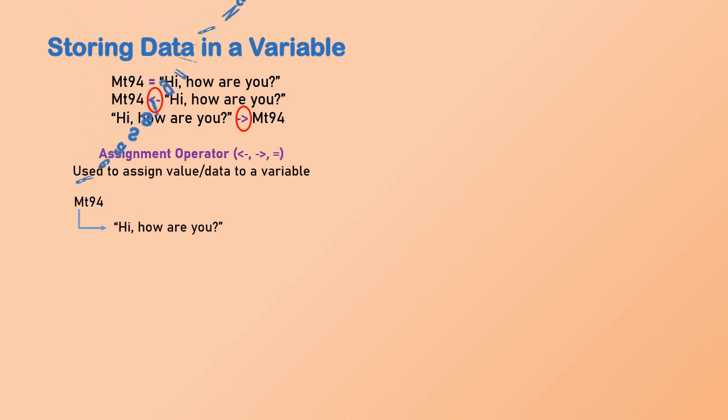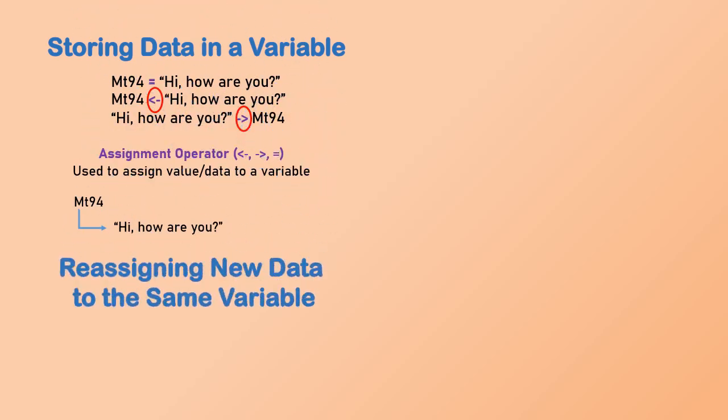You can reassign new data to the same variable in a similar manner. Let's assign the data "are you okay" to empty94. At first the value of empty94 was "hi, how are you". Now we assign "are you okay" to empty94. Now if you type empty94, you will receive the answer "are you okay".